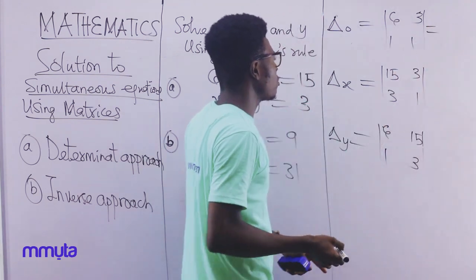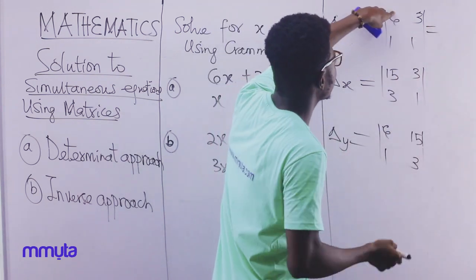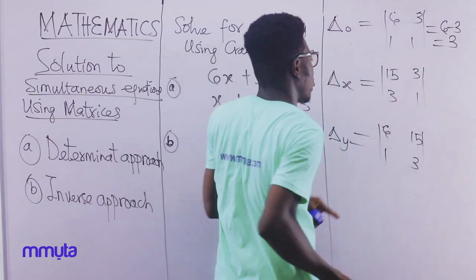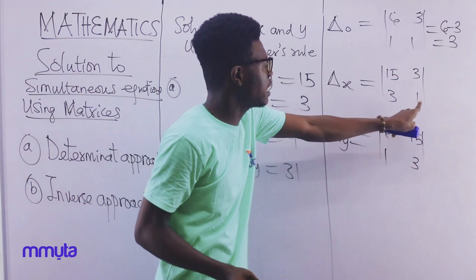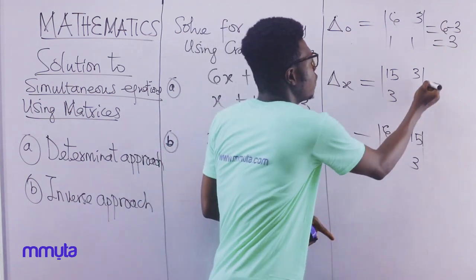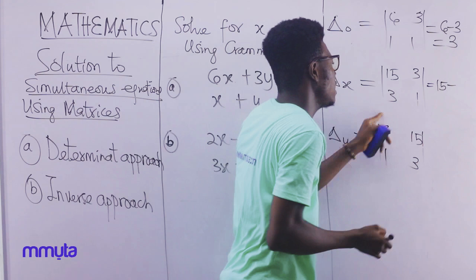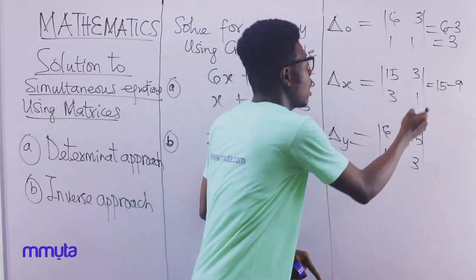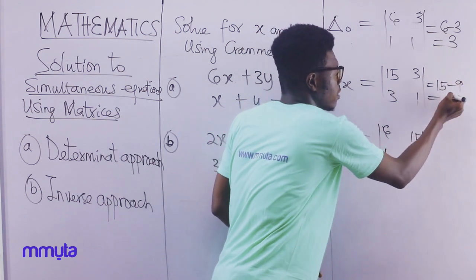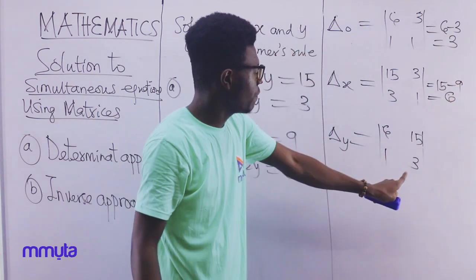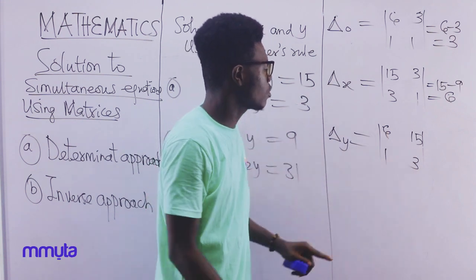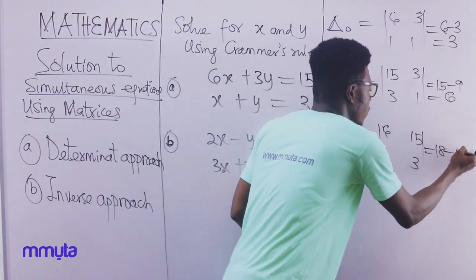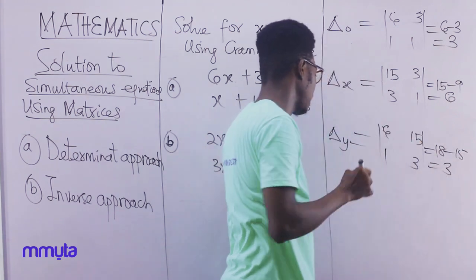Okay, so if we resolve this without wasting time, we are going to get 6 minus 3, and 6 minus 3 is going to give us 3. If we resolve this, we are going to get 1 times 15, which gives us 15, minus 3 times 3, which gives us 9. And of course, 15 minus 9 is going to give us 6. And here, 3 times 6 is going to give us 18, and then we say 18 minus 1 times 15, which is 15, and this is the same as 3.